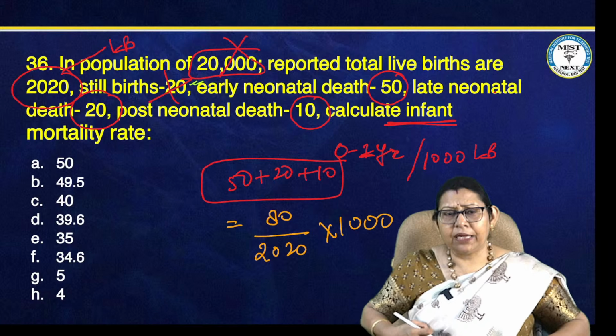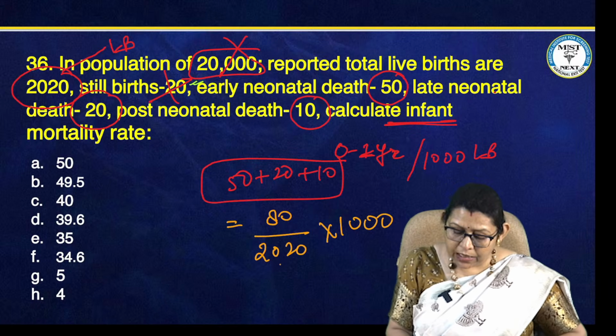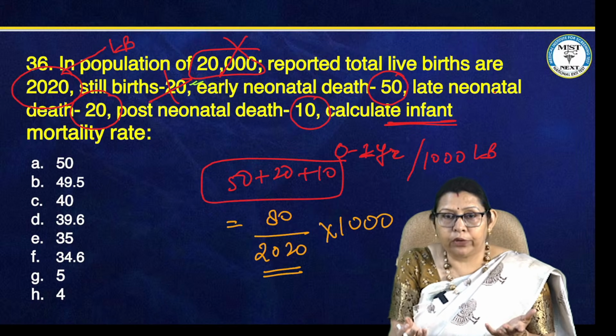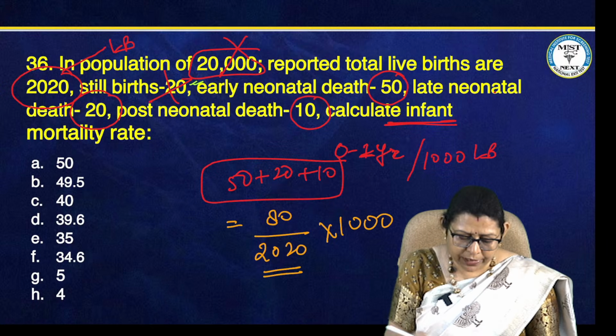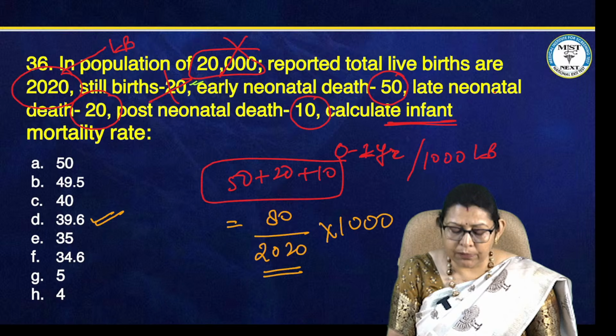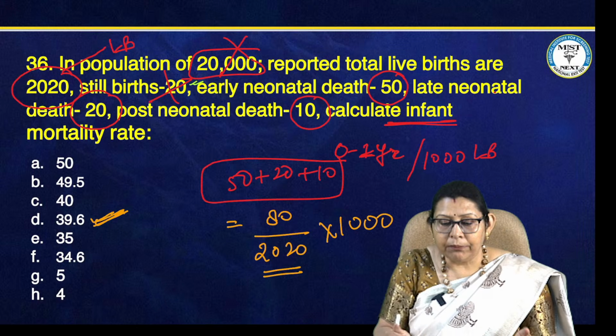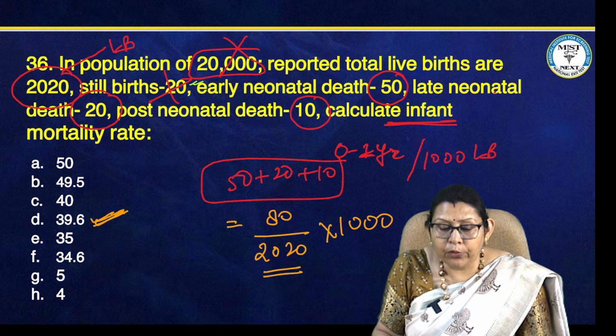So a simple way, अगर मेरे को calculation ना भी करना पड़े, अगर 2000 होता, it was 40. It is 2020, so it will be a little less than 40. So my answer will be 39.6. ठीक है. My answer will be 39.6.